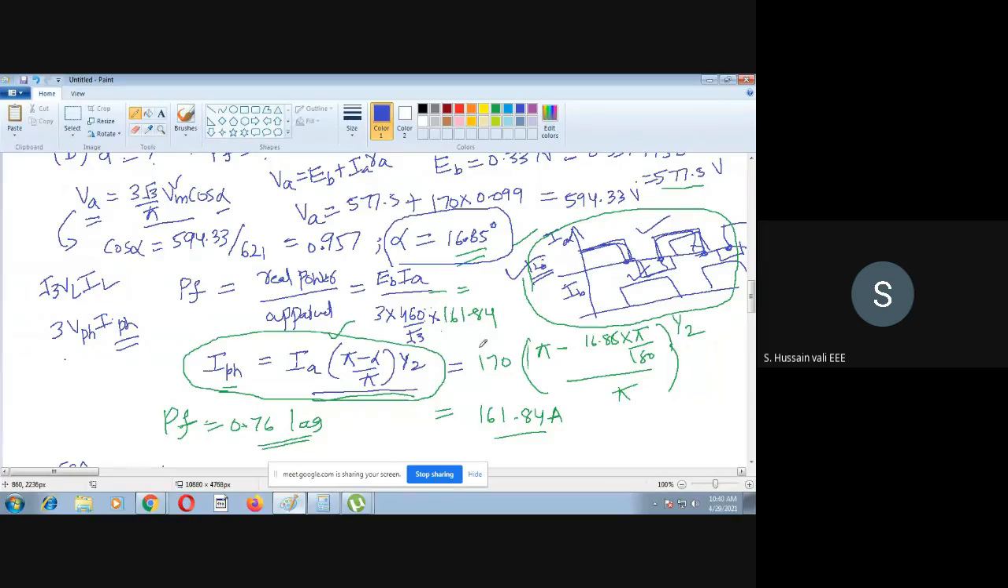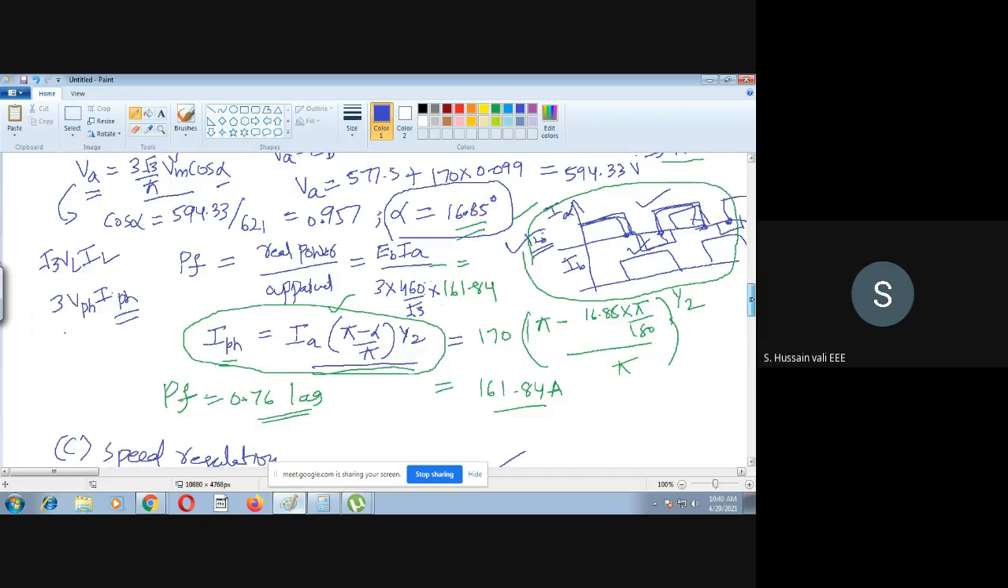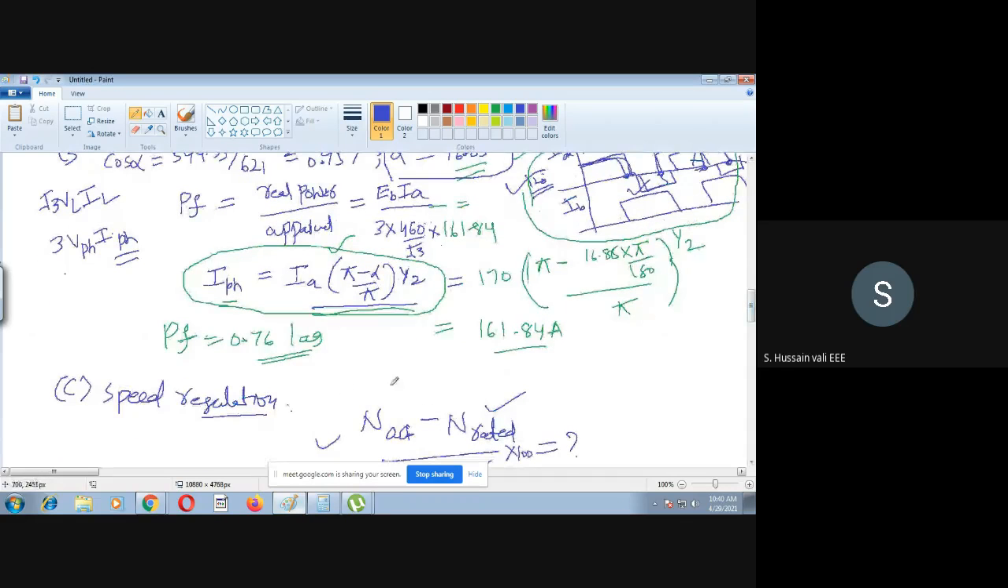I hope you can understand what speed regulation is. So how do you find that? If you put alpha equal to 16.85, you will get some speed. That speed you substitute here. And I think we should use this equation, EB is equal to 0.33 into N. From this equation only we have to find it out.